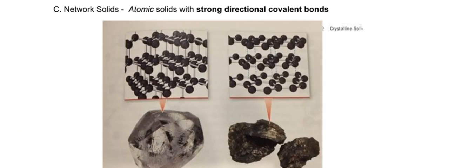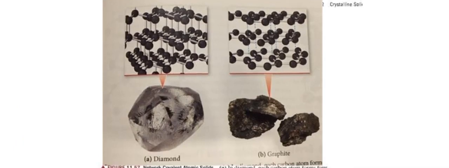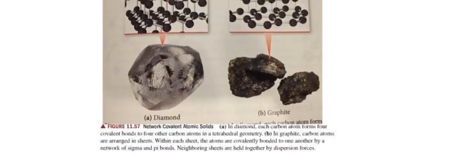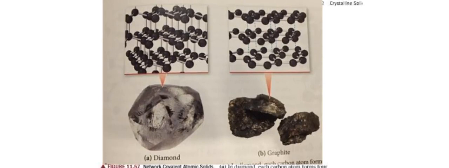Okay, so what makes carbon so incredibly special? All right, it's this network covalent. And when I think of network, I think of a spider web, where everything is interconnected. And that's what's going on here in the diamond and here in the graphite.